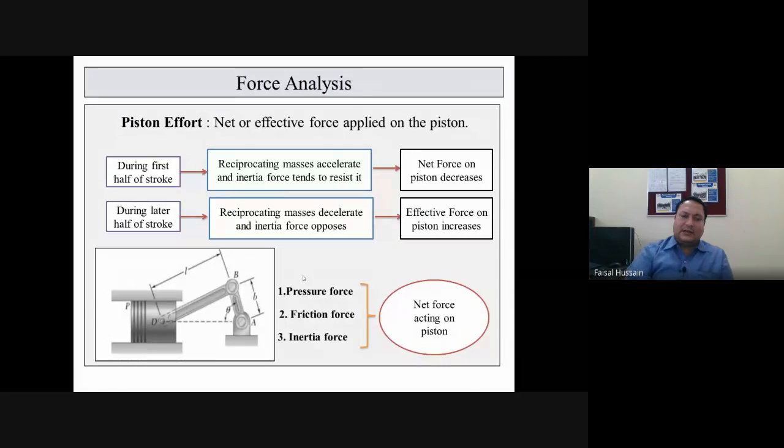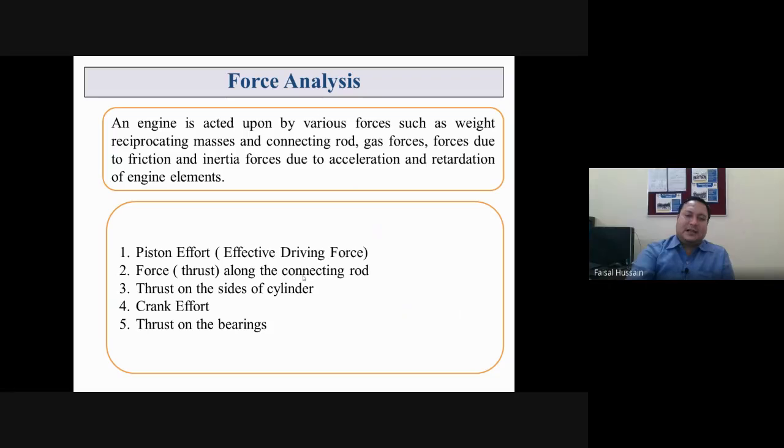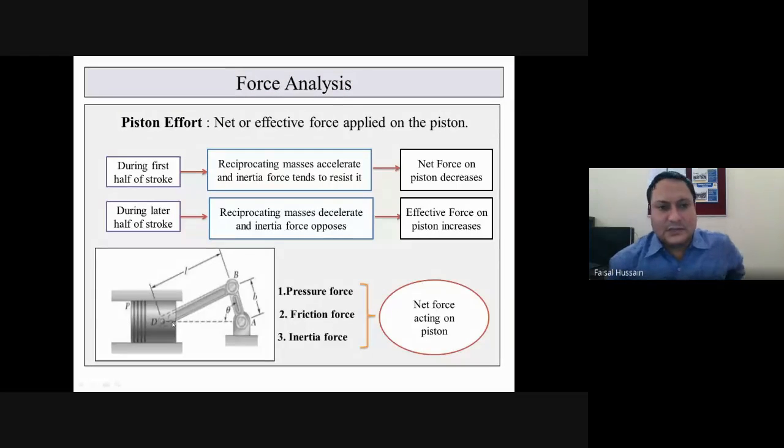Now see, in this diagram there is a reciprocating mechanism of a steam engine. The first thing that I will explain is the piston effort. These are the 5 efforts: piston effort, force along connecting rod, thrust on the cylinder, crank effort, and thrust on the bearing. So let us see what the piston effort is. In simple language, it is the force or effort which is applied on the piston. That is your piston effort.